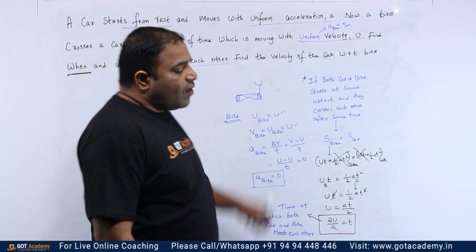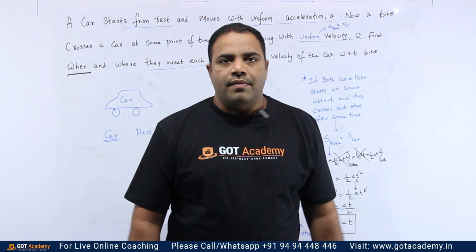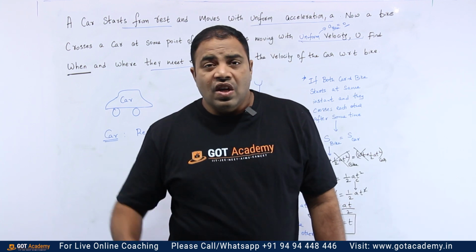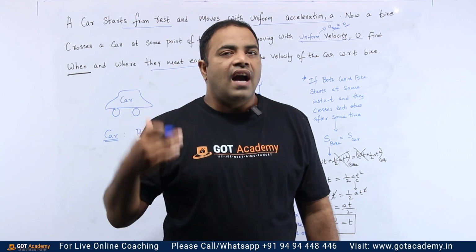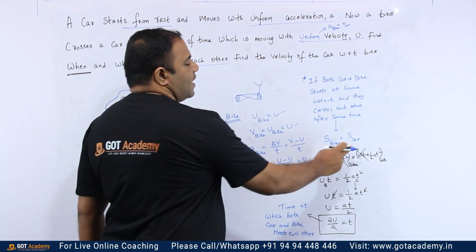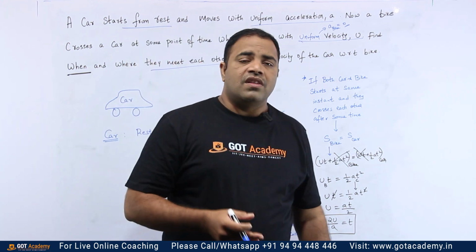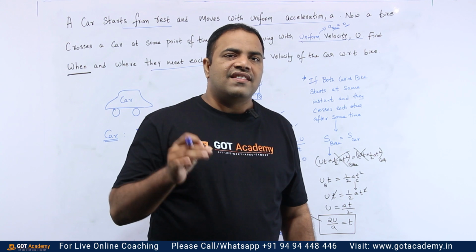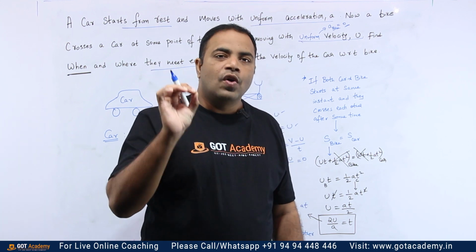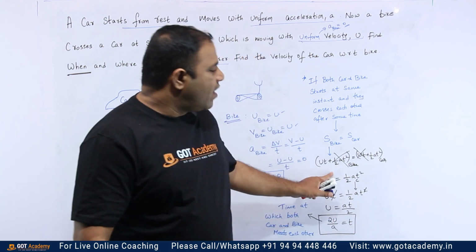Now here we have one salient point: both are starting at the same point, at the same instant of time, and both of them are crossing each other after some time. Crossing means the distance covered by the car is equal to the distance covered by the bike. So we know from equation 2 that the distance for t seconds is s equal to ut plus half a t square. So that is what I have written here.